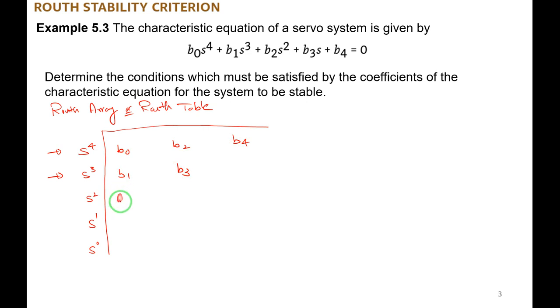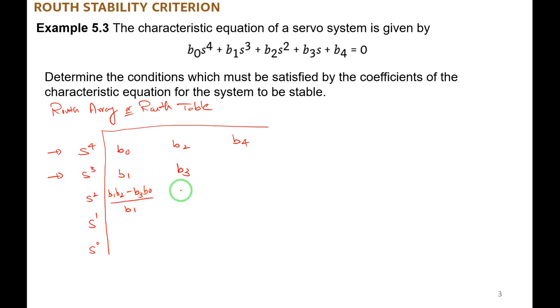In the third row, we have to calculate this element. To calculate it, I will write it here: b1 into b2 minus b3 into b0, or b0 into b3, whatever it is, divided by b1. So this will give me this value.